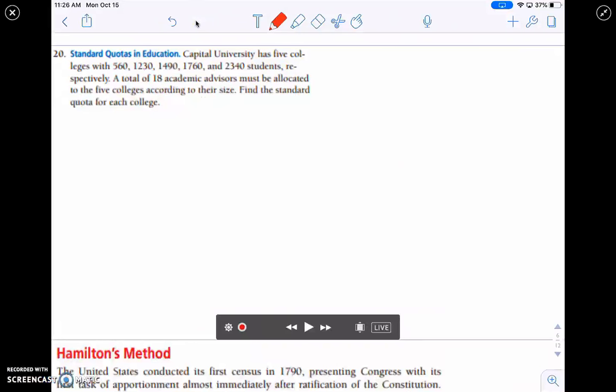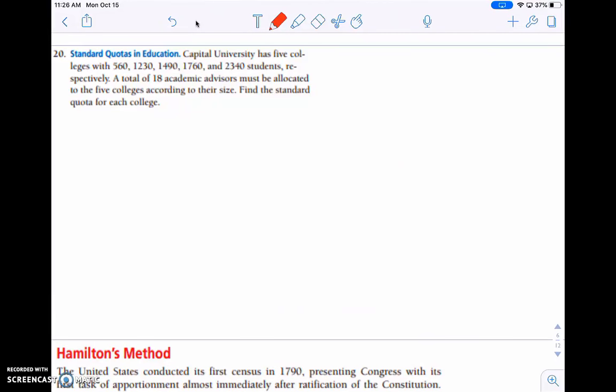Okay, this is Unit 12C, Part 2, and we're looking now at standard quotas in education. So we've got this university called Capital University. It's got 5 different colleges with the following number of students in each college.